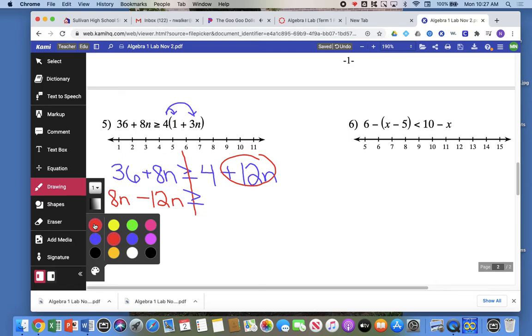Now on this right-hand side, it is a positive 4, and it's just coming straight down. It's not changing sides. But what about this positive 36? How do we move it over?